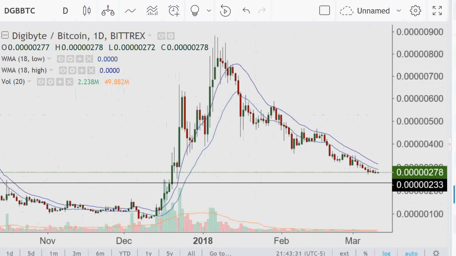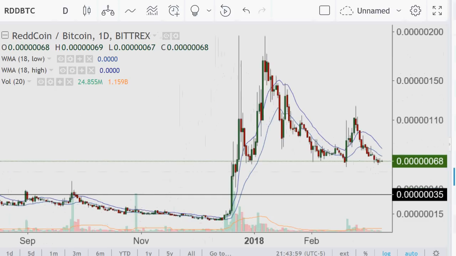DGB, it's near 233. Next coin. And Reddcoin, okay, this is your homework.